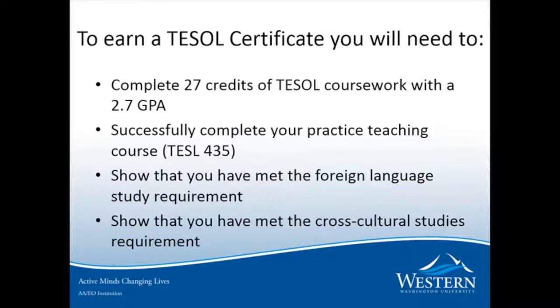To earn a Tesol certificate, you'll need to do 4 things. You'll need to complete 27 credits of Tesol coursework with a combined GPA in these courses of 2.7. You'll need to successfully complete your practice teaching course, which is Tesol 435 and occurs at the end of your program. You need to show that you have met the foreign language study requirement, and you need to show that you've met the cross-cultural studies requirement. I'll be explaining these in more detail next.